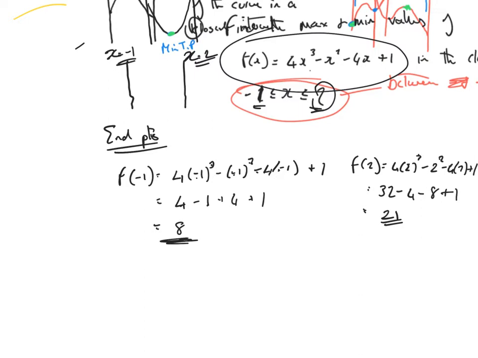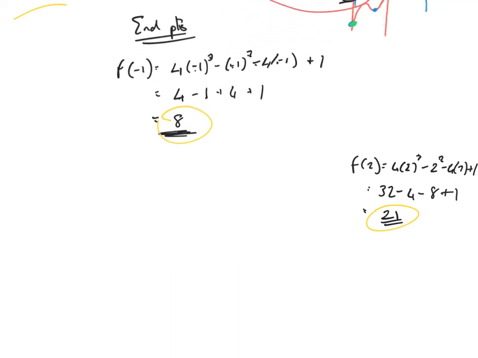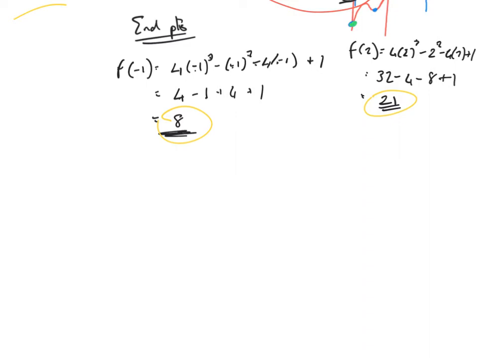Now I've checked the endpoints. I know that at the endpoint at minus 1, the curve will be going up to 8, and at 2, that curve will be going up to 21. Now I'm going to check the stationary points. I need to check both the endpoints and the stationary points.